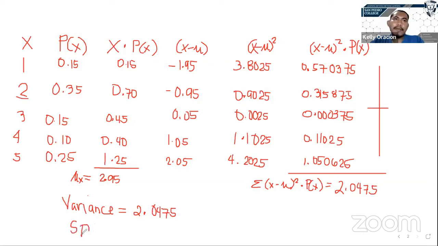The standard deviation, okay, this is the symbol for variance. And the standard deviation in 2 decimal places is 1.43. Now, kindly copy this one. Kindly copy. This is the process. This is the answer.